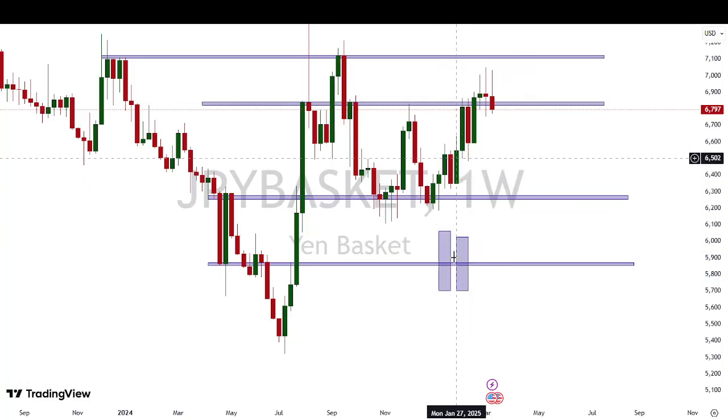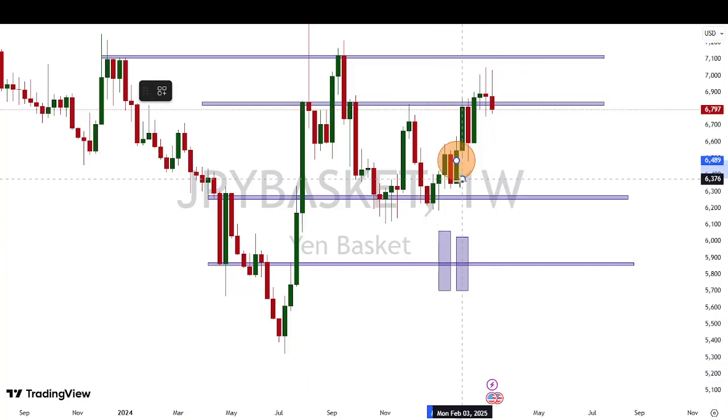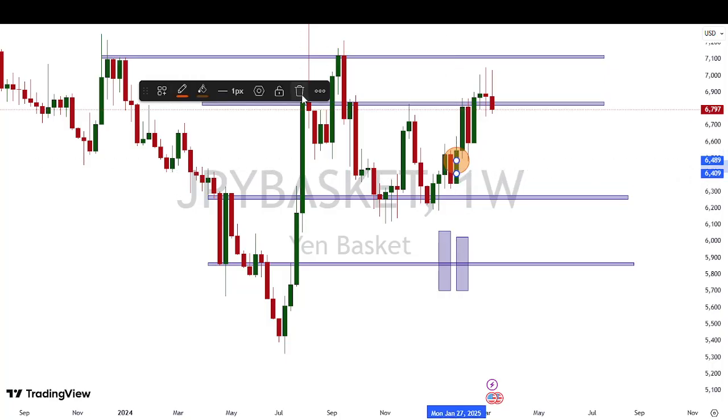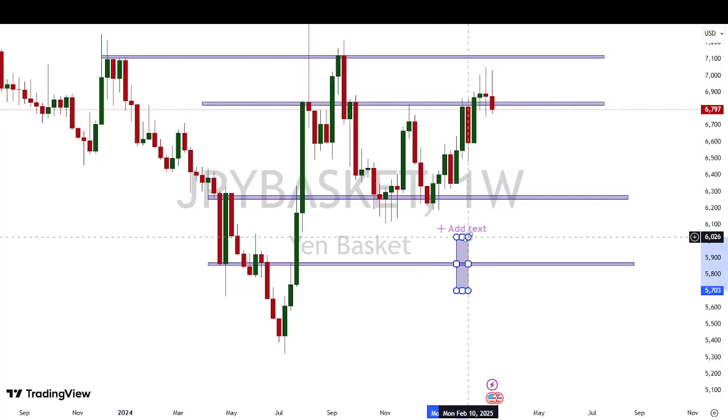This is it here, right? Let me just draw it out for you guys. You can see that this one here is the tweezer top, and we also have the tweezer bottom. So let's get rid of this. Let's get rid of these also.